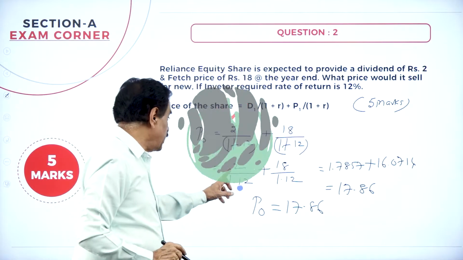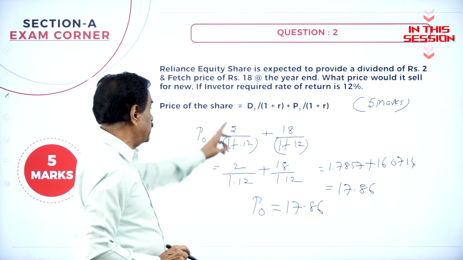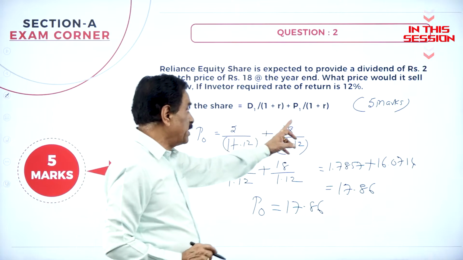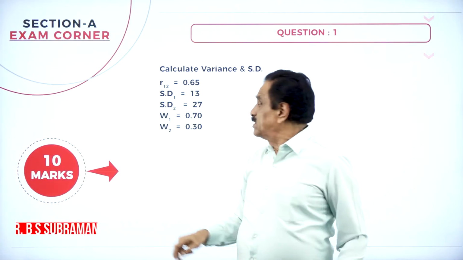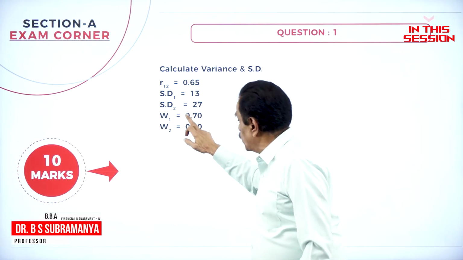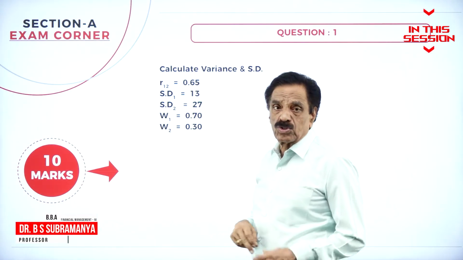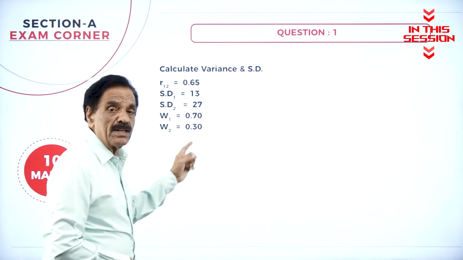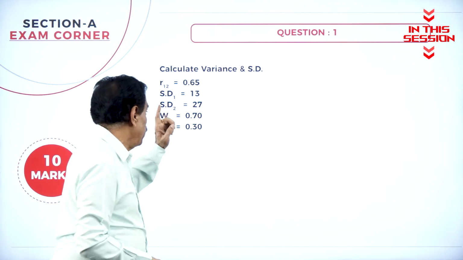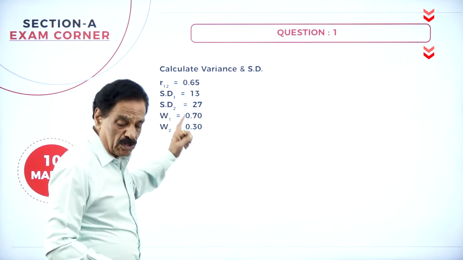So dividend divided by price of the share. This is D1 divided by 1 plus R, price of the share divided by 1 plus R. Risk return is root of standard deviation 1 square W1 square, standard deviation 2 square W2 square plus 2 into standard deviation 1, standard deviation 2, weighted 1, weighted 2 into R.